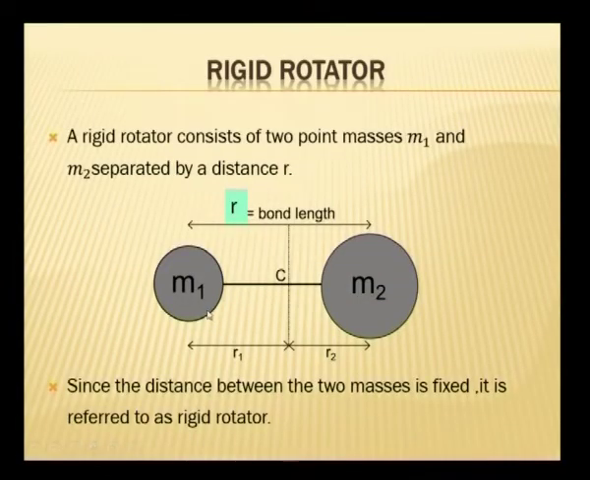Now, for the sake of convenience, for the sake of simplicity, we are assuming that M1 and M2 are not vibrating. They are assumed not vibrating. So, the distance is constant, it is rigid. In reality, it is not rigid. Okay. Why should we study this problem?